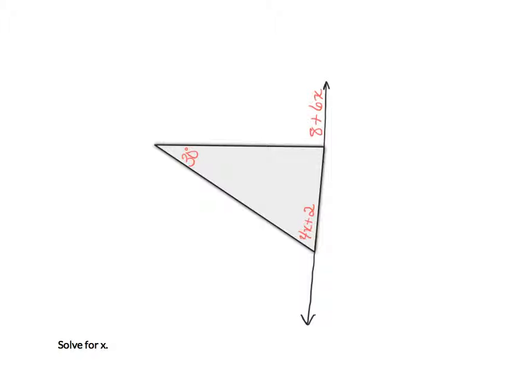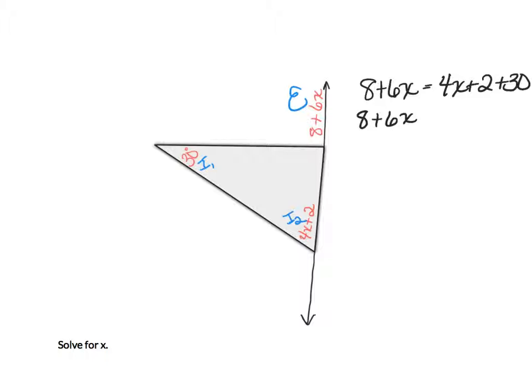Okay, for this problem, we're asked to solve for x. And so remember that the measure of the exterior angle is equal to the sum of the two interior remote angles. And so we start off by saying that 8 plus 6x is equal to 4x plus 2 plus 30. Of course, it doesn't matter if you write the 30 first or the 4x plus 2. Then I want to gather like terms over here on the right. So I'm going to get 4x plus 32.